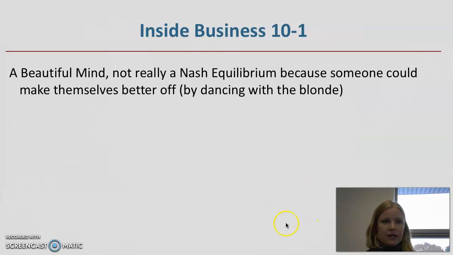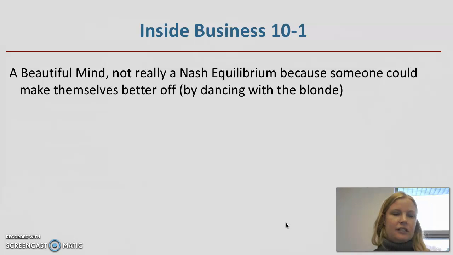Okay. So your textbook actually has this interesting Inside Business 10-1 that I recommend reading. I remember the movie A Beautiful Mind when that came out. It says it was 2002. I must have watched it later. I think I was in grad school when I watched it. It's about this guy, John Nash, who won the Nobel Prize in 1994 for his work on game theory, and a Nash equilibrium is based on him.